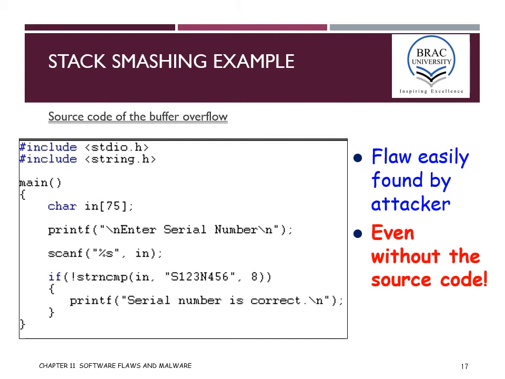So in this example you can see a simple C program. If you have the source code, then it's easy, that's fine. If you don't have the source code and you just disassemble this code, then maybe you need to find the address of this part. If you know this address, you can put some return value, maybe to jump to this address. So whenever this part is executed, that means your serial number is correct.